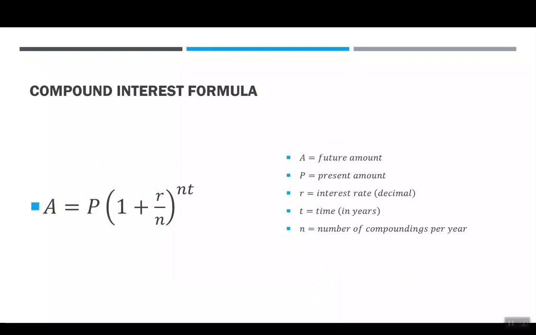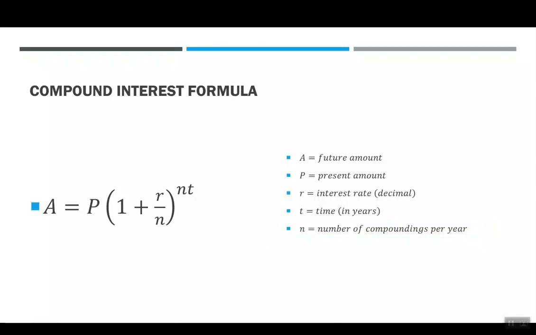So let's look at a formula to make this easier. We have A equals P times (1 plus R over N) to the NT. So just like before, A is the future amount, P is the present amount we invest, R is the interest rate that we're still going to write as a decimal, and T will be the time, and we always write time in years. The new thing here is N. N is the number of compoundings per year.